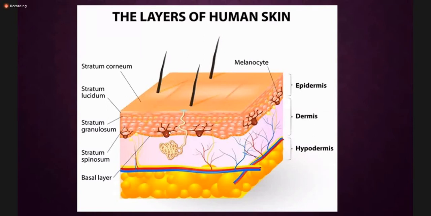The focus today will be on these cells. These cells are the melanocytes, which, as you can see, are present in the basal layer, and we have long processes protruding between the keratinocytes. The function of the melanocytes is to synthesize melanin.